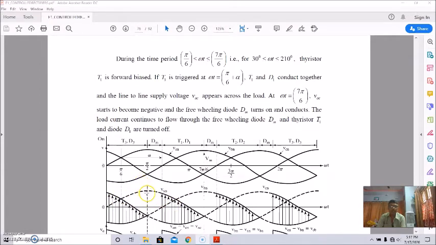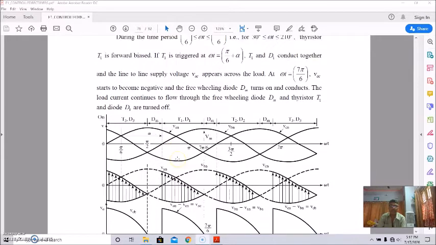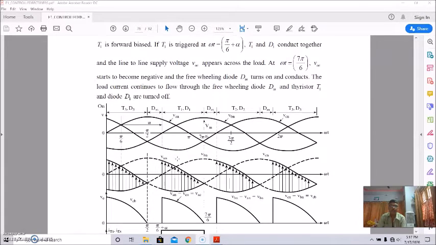So VAC actually starts to go negative, and the freewheeling diode DM turns on and conducts. The load current continues to flow through the freewheeling diode DM, and the thyristor T1 and diode D1 are then turned off. Basically, this is shown here.